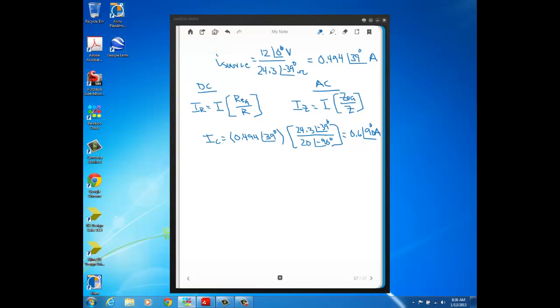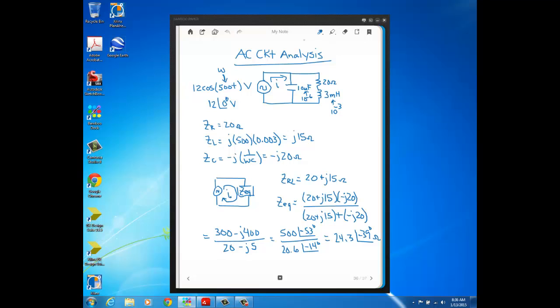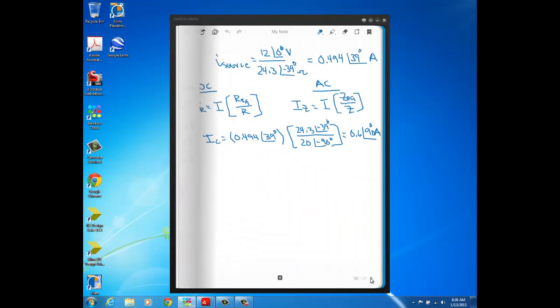Now, another way to get the same answer is if you look back at the circuit here, since that capacitor is in parallel with the source voltage, they have the same voltage. So 12 at an angle of 0 divided by 20 at an angle of minus 90 degrees gives you the same answer. You could just use Ohm's law, where the capacitor current is equal to the voltage across the capacitor divided by its impedance, and you'd get the same answer.